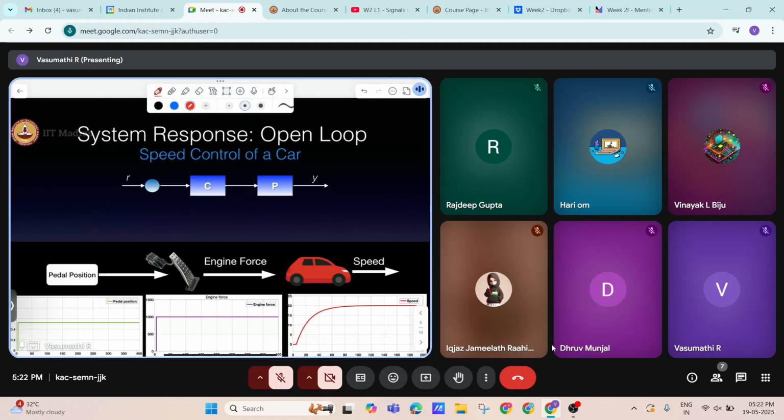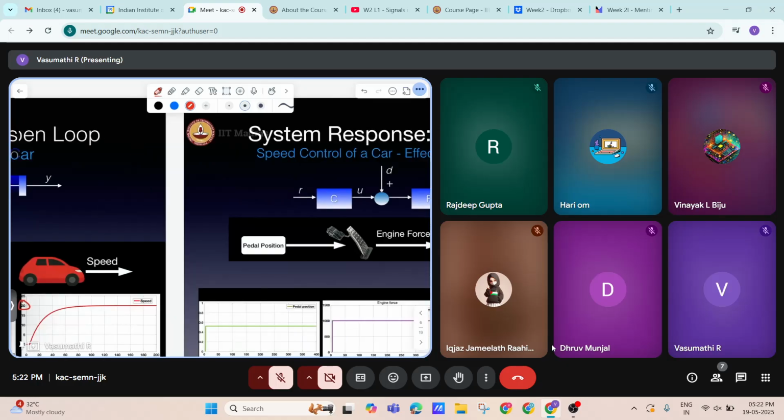If I give a position, if I pedal, if I press the gas or the accelerator in my vehicle, I expect the vehicle to go at a particular speed. For example, if I am giving 1000 engine force, I expect the vehicle to track 20. I expect the vehicle to go at 20 meters per second or kilometers per hour.